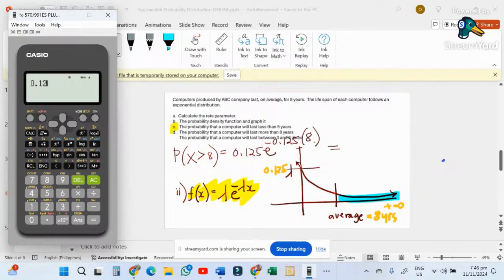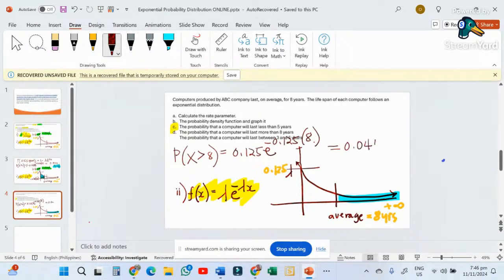Okay, so the formula will now be 0.125 e, and that will be negative 0.125 times 8. Nothing more to do. So it will be 0.0460. If you multiply that by 100, then you get 4.6%.